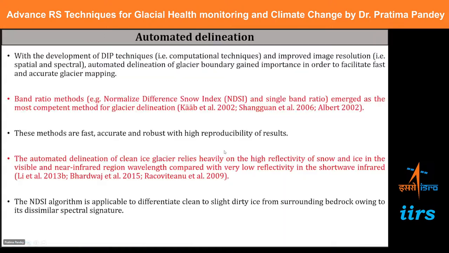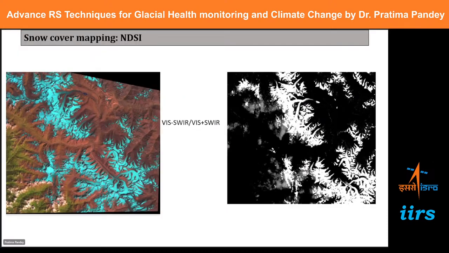So this is automatic delineation. We already discussed that using two bands we can always do the band ratio and differentiate between glacier and snow and non-snow. Using the same technique, there is a term known as the Normalized Difference Snow Index, NDSI. NDSI can give you snow and non-snow. This is basically used for snow cover mapping and snow cover monitoring.